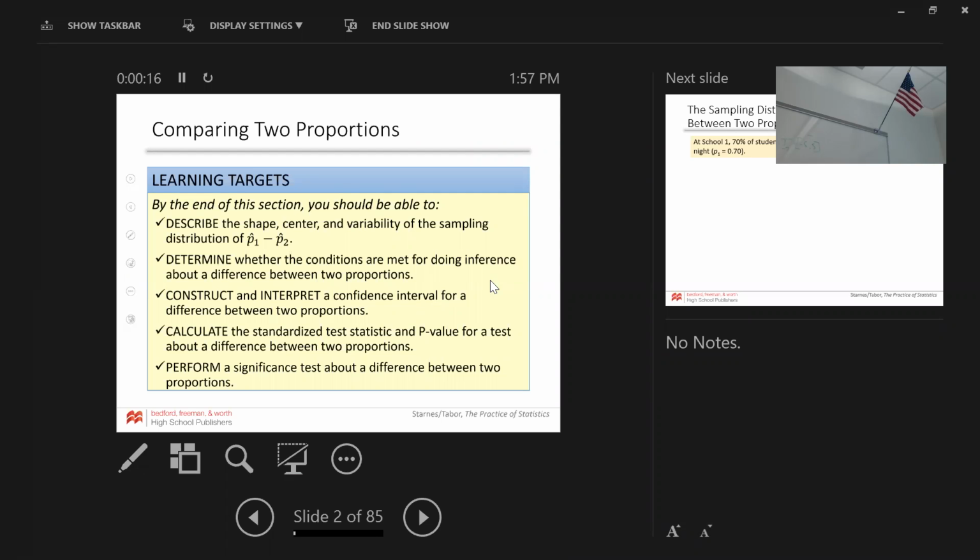Oh, okay, so here are the bullet points we're trying to do. Ready? Center, shape, spread of this, the difference of two sample proportions. The difference between the two. Conditions, confidence interval, test statistic, the z-score and the p-value, and perform a test. That slide has to begin to make sense to you. The ones they're talking about, you might think, oh, it's just background. You don't understand what those things are referring to.